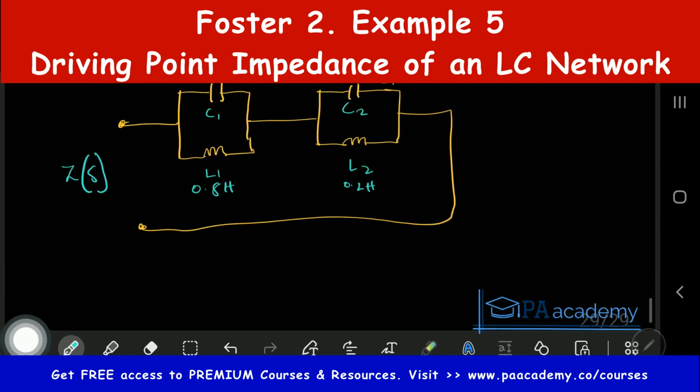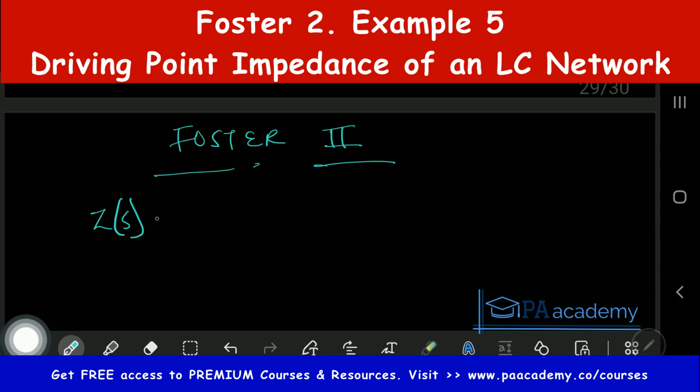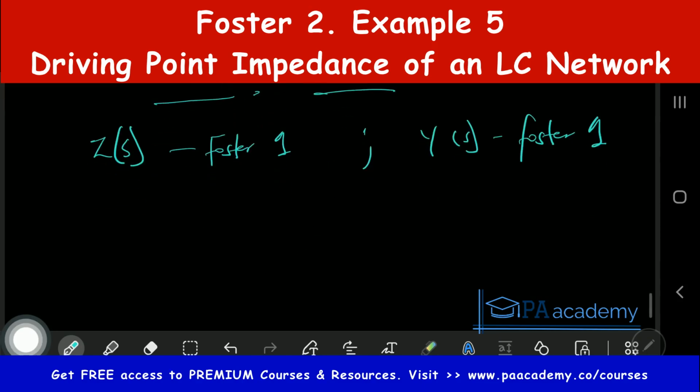All right, so now for Foster 2. Remember, just a quick reminder, if you are doing Foster 1, it's always in Z of S. Now for Foster 2, it will be in Y of S when you are solving for Foster 2. So if the question is giving you Z of S, and you're asked to calculate the Foster 2, what you do is convert it to Y of S, and that is Z of S equals 1 over Y of S.